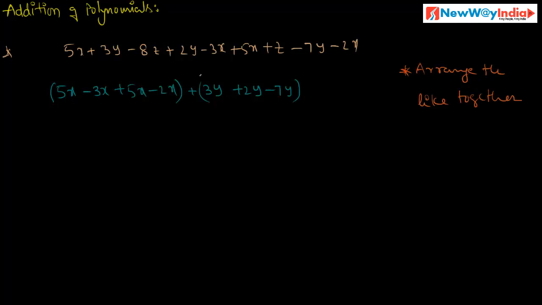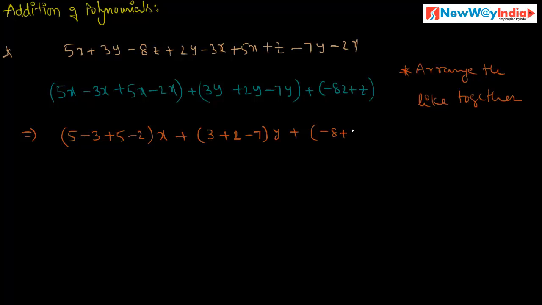Next, another variable is z. Find the like terms to the variable z. That is, minus 8z plus z. Okay, these are the like terms in z. Now add the numerical coefficients. 5 minus 3 plus 5 minus 2 into x, and here we have to add the numerical coefficients. 3 plus 2 minus 7 into y, and here the numerical coefficients minus 8 plus 1. Here the numerical coefficient is 1 into z.